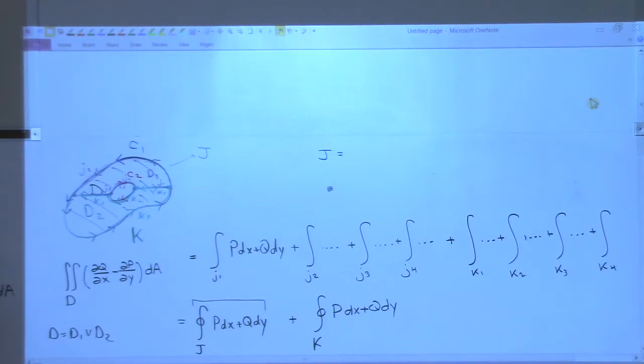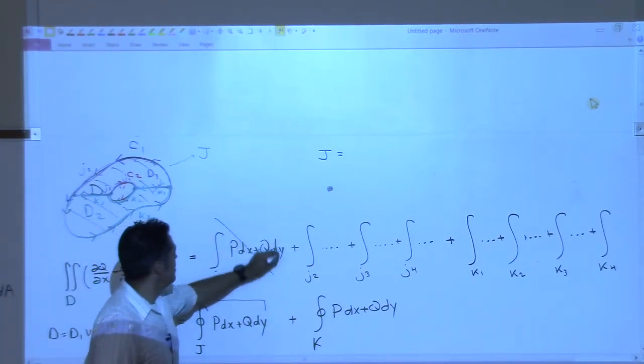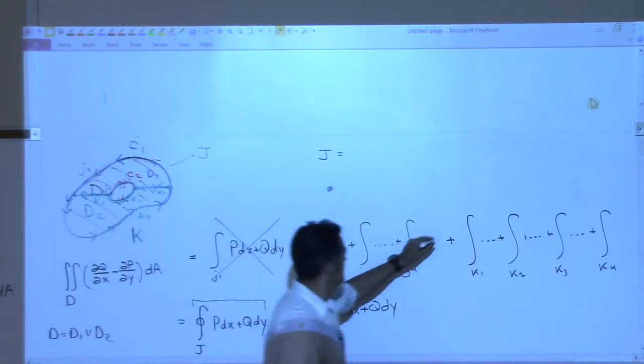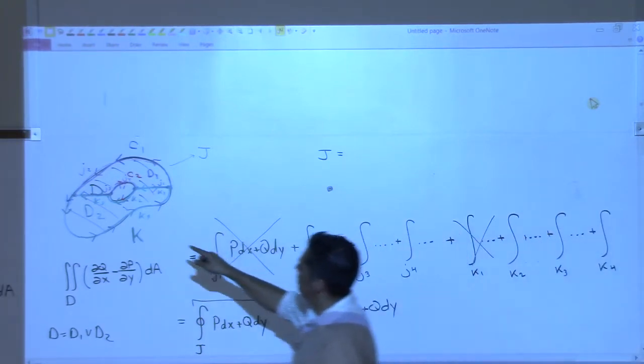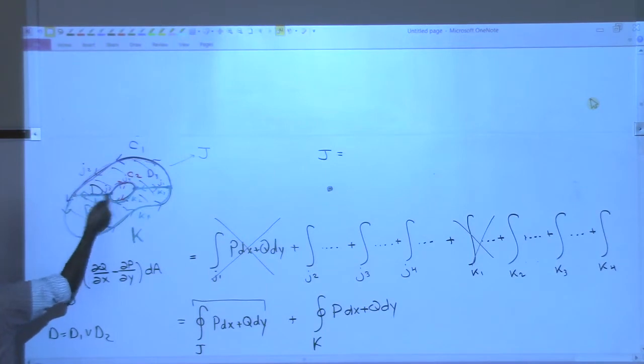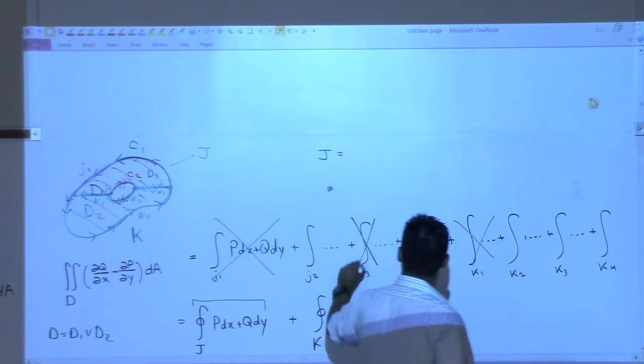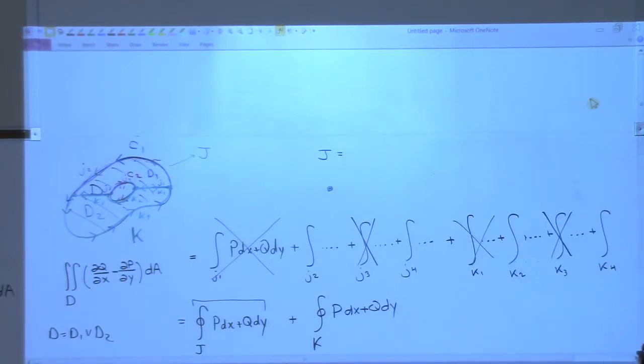They're opposite directions. Same path, opposite direction, which means they cancel. So this line integral is going to cancel with K1. Right? Anything else cancel? J3 and K3 from here to here are also opposite directions. J3, K3 are gone. All right. So now we're so close.